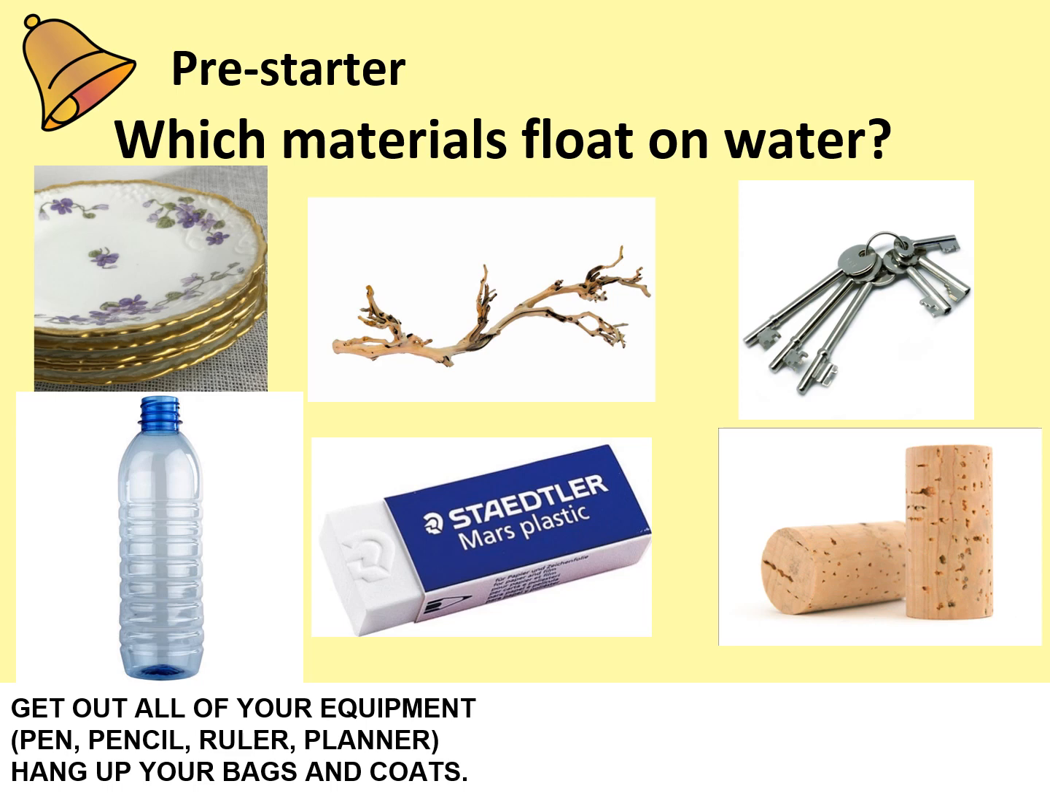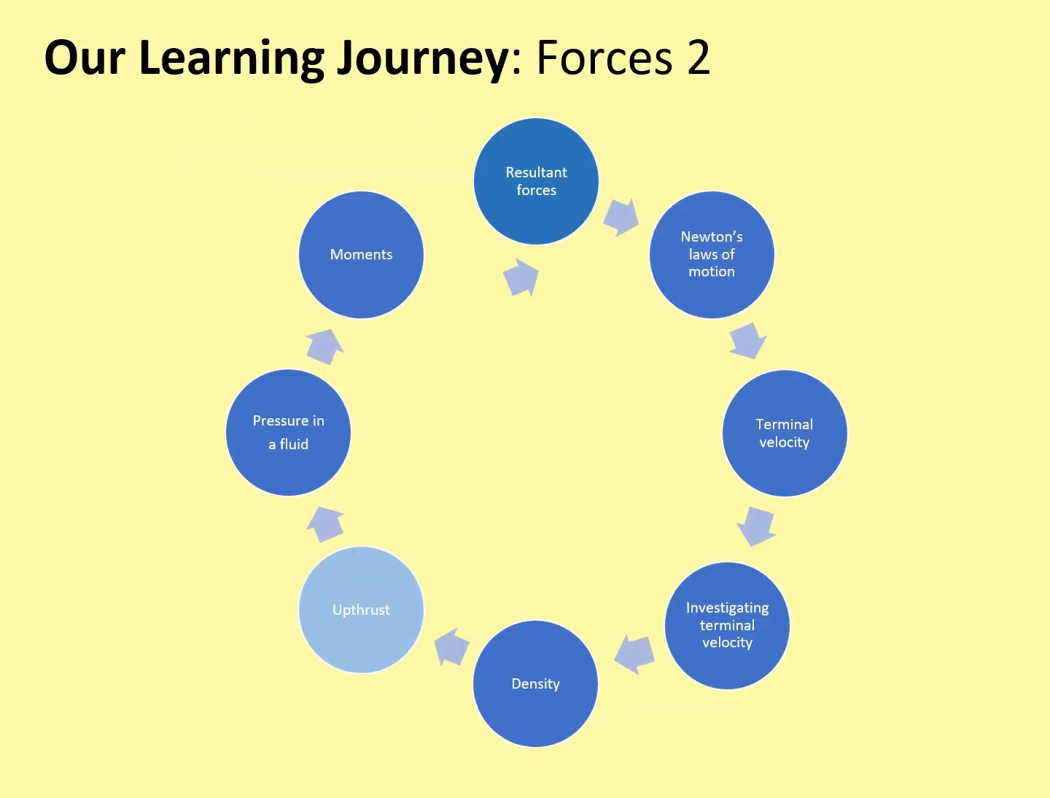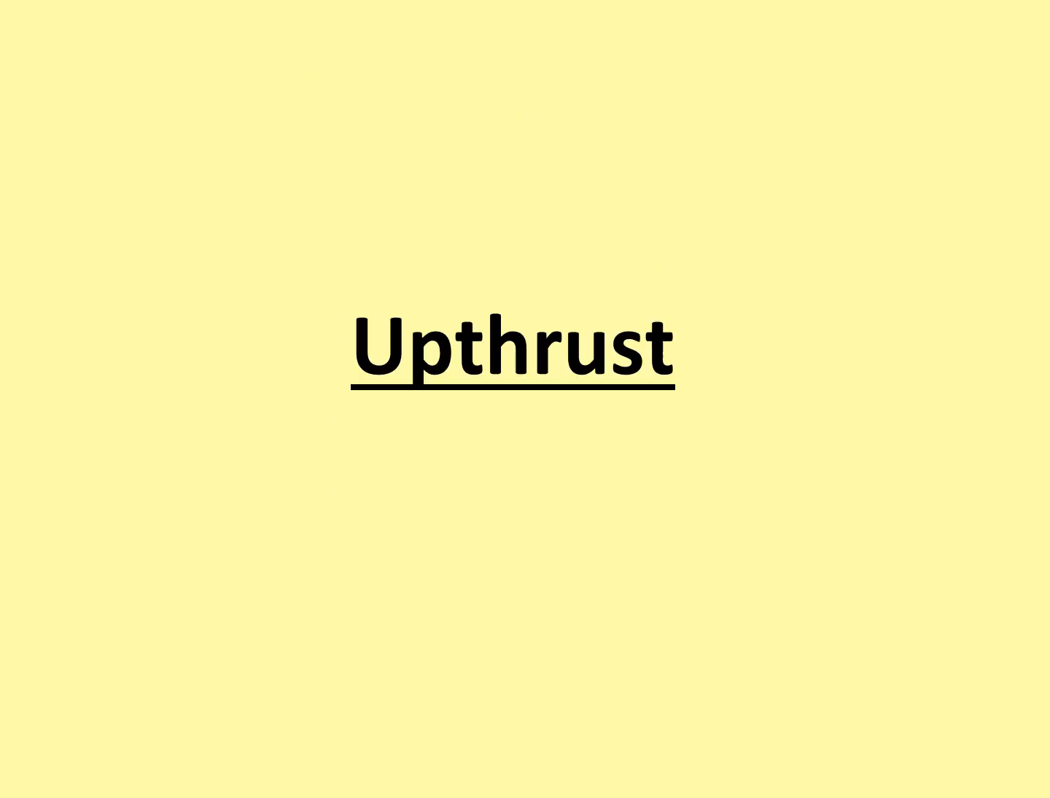Okay, so we should have the plastic bottle, the twig in the top middle, and then the corks at the bottom. So we're going to look at something called upthrust today. So we did density, now we're going to look at upthrust. So your title is upthrust. That needs to be in your books if you are in the classroom, or if you are at home, then just a title on a piece of paper, upthrust. Off you go.